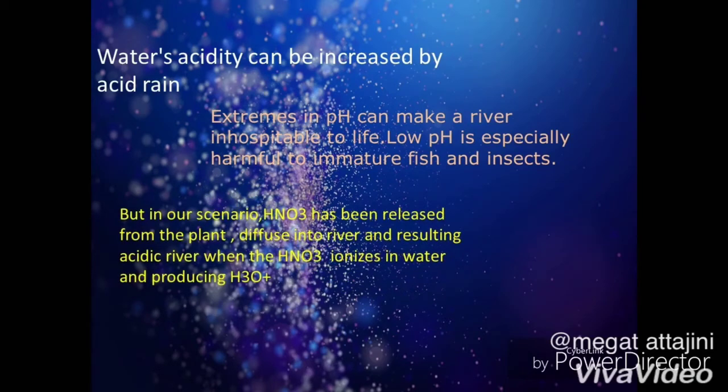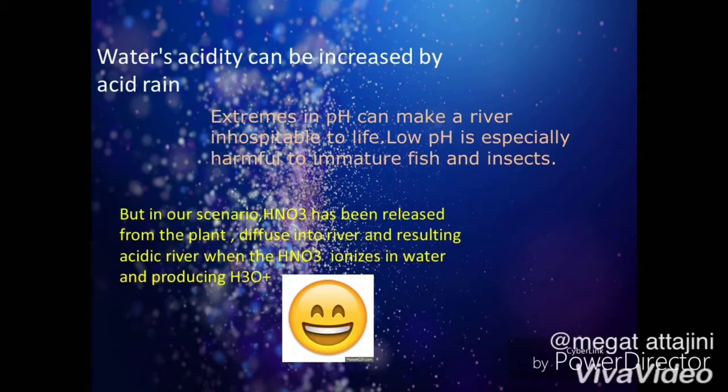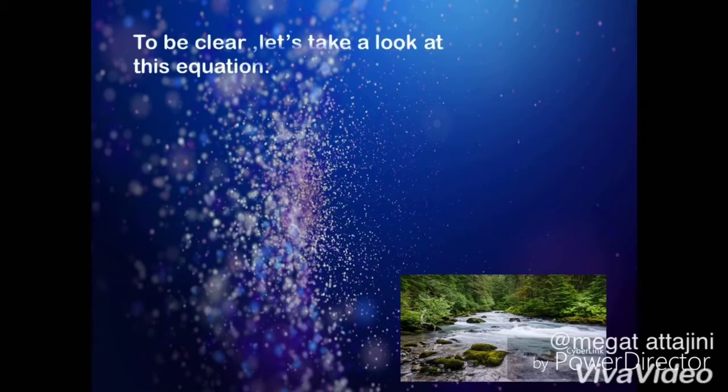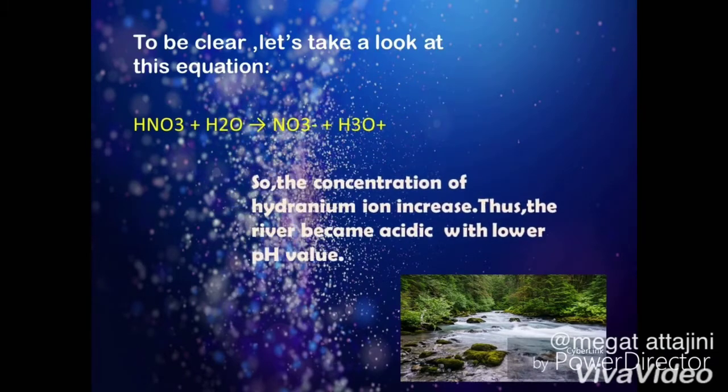But in our scenario, HNO3 has been released from the plant and diffused into the river, resulting in an acidic river when HNO3 ionized in water, producing H3O+ or hydrogen ion. To be clear, let's take a look at this equation. HNO3 reacts with H2O to produce NO3- and H3O+. So, the concentration of hydrogen ion or H3O+ increased. Thus, the river became acidic with a lower pH value.